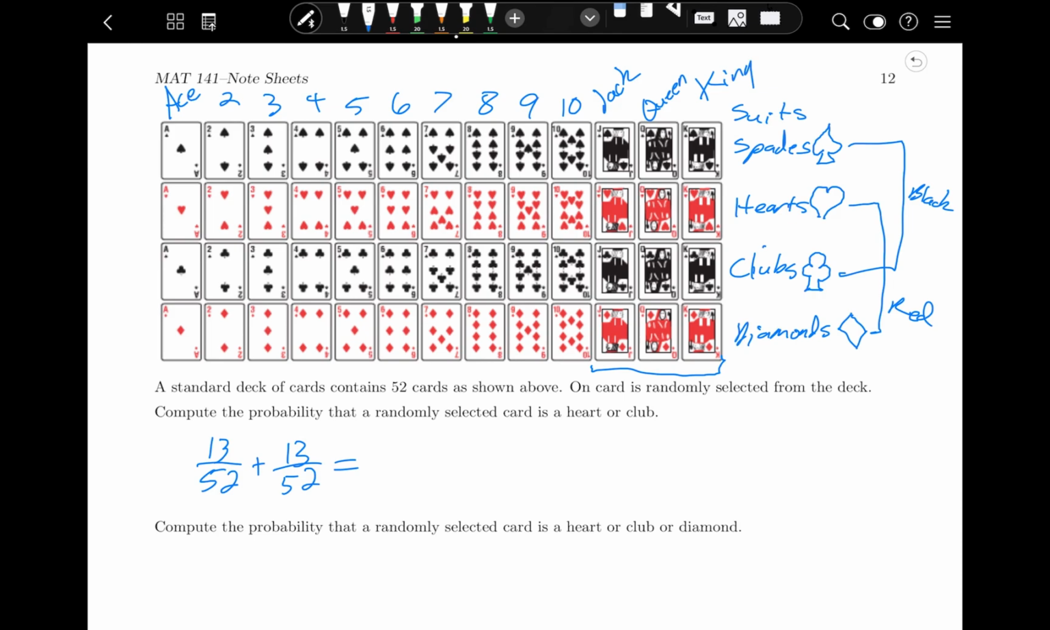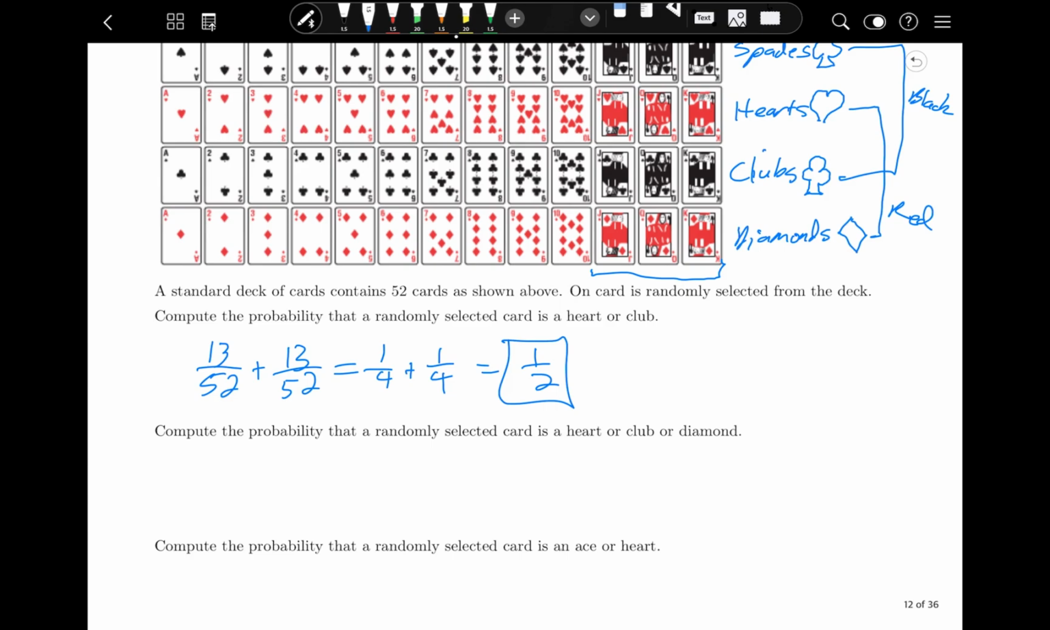You could also say that because there are the same number of hearts and clubs, hearts are 1 out of 4 suits and clubs are 1 out of 4 suits. Either way you do this problem, you get 1/2 as the final answer. Notice I didn't do any subtracting because is there any overlap between hearts and clubs? No, there's no card or cards that are in both.